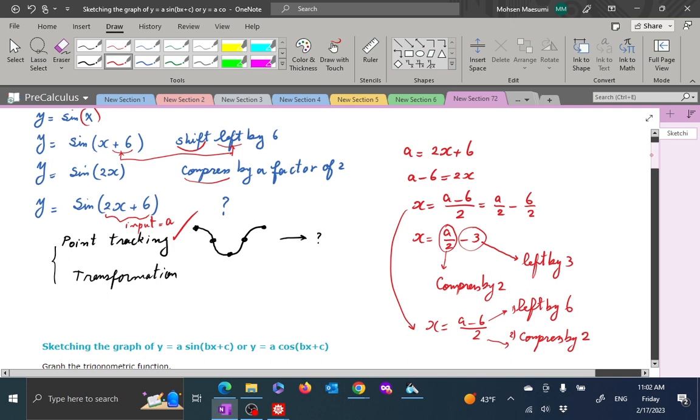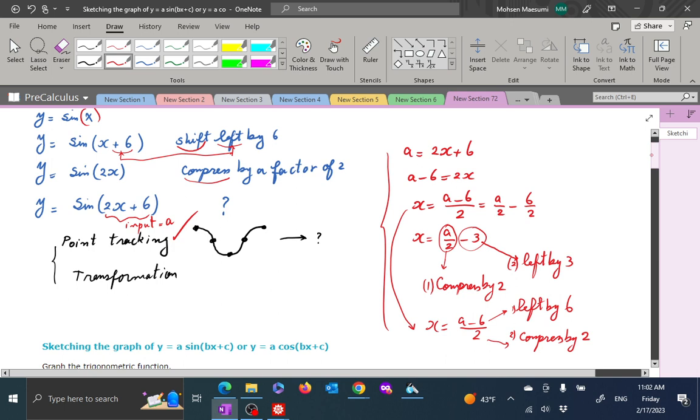As opposed to what we did here, the order of operation is that first you do compression and then you do shifting to the left. If you want to exchange the order of operation, you have to go left by 6 and then compress by a factor of 2. So what we did here is a higher level of mathematics than point tracking. Point tracking we do first by brute force, we learn what's going on, and after repetition we put all the pattern together to see what happened here.